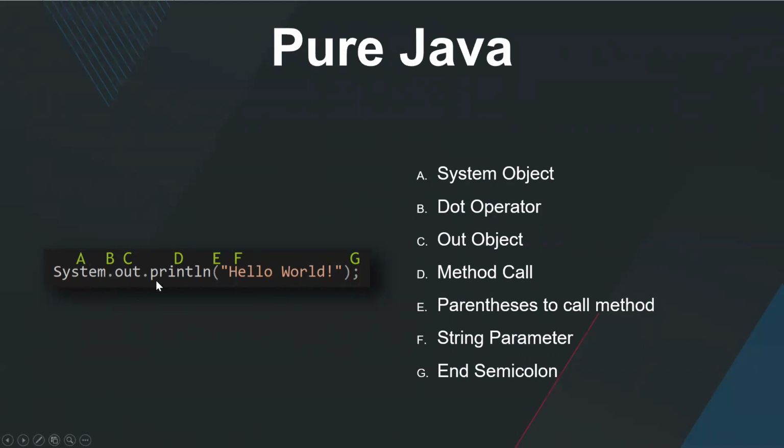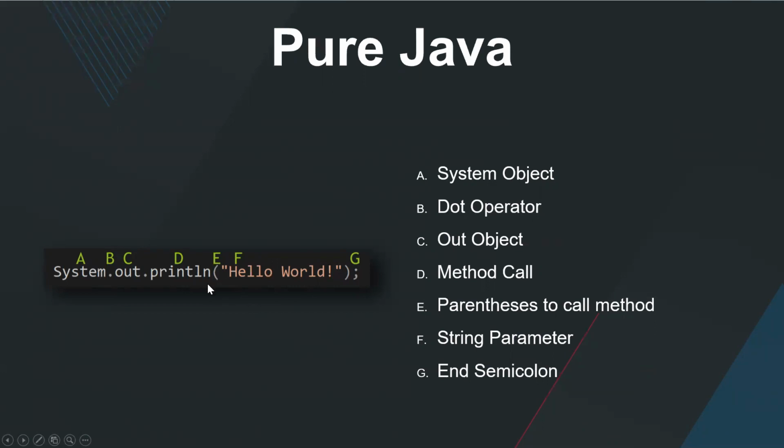And then again, we'll use the dot operator to access one of the members of out. And there's println. This is a method call. So println is not an object, it's a method. And a method is something that just does something. In this case, println will print whatever we give it to the console, so to the window that's to the right of your code in Replit.